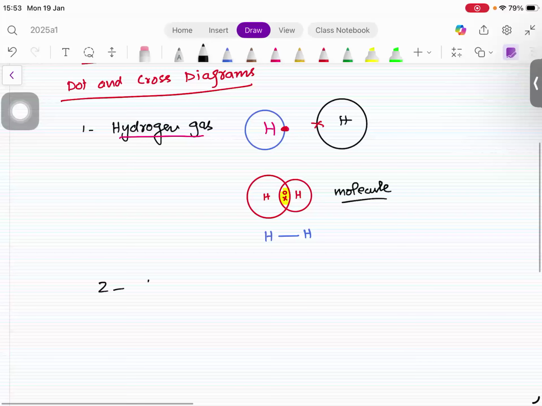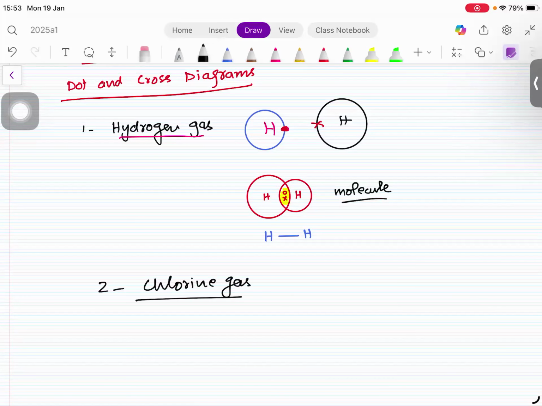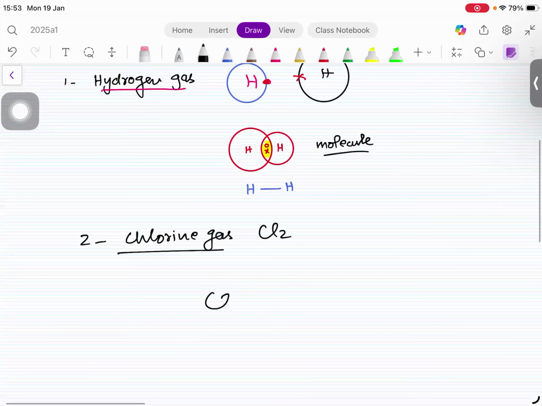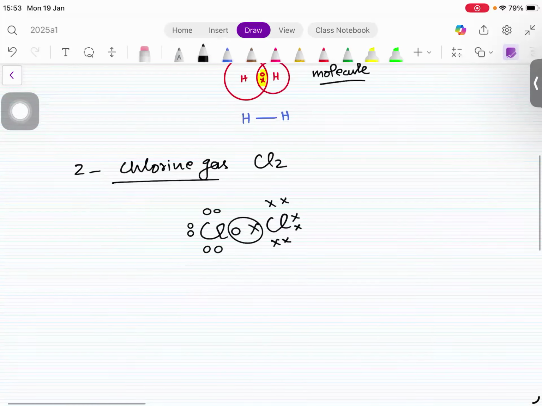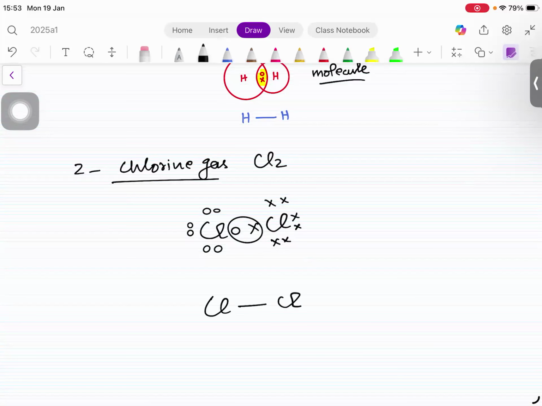Number 2, the chlorine gas. With the help of dot and cross, we have to show the bonding in Cl2. This is one atom of chlorine having how many electrons? 7. There is another atom of chlorine having 7. So they are going to share one electron. Here is the shared pair of electrons which belongs to both of them. This shared pair of electrons, bacho, is known as bond pair. We call it bond pair or bonding pair of electrons.